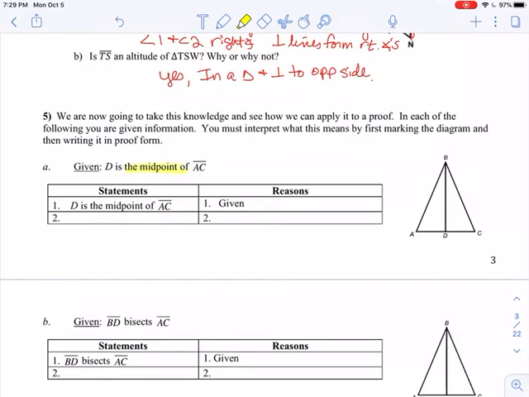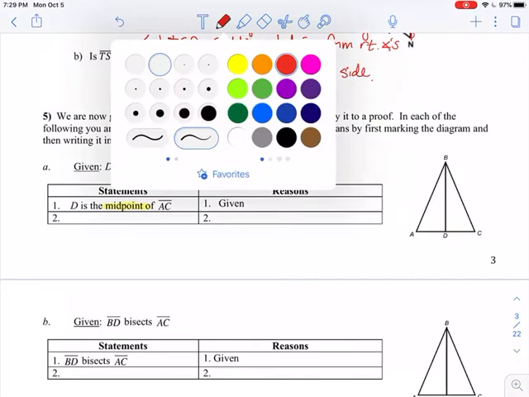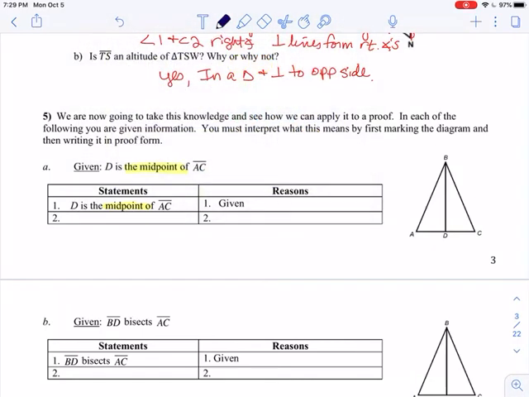So in 5A, D is the midpoint of AC. So midpoint, that's step one. Step one is to say D is the midpoint of AC. You're just repeating that given. Every statement needs a reason. The reason that that's true is because it was in the given.